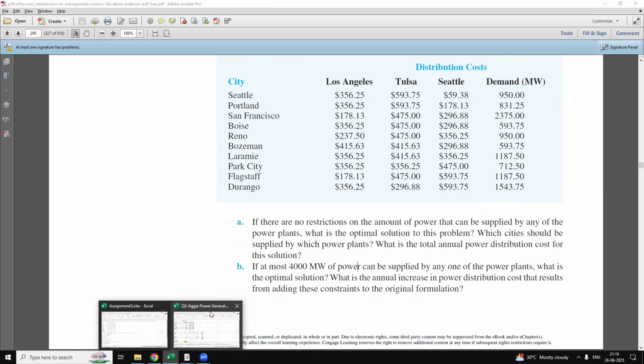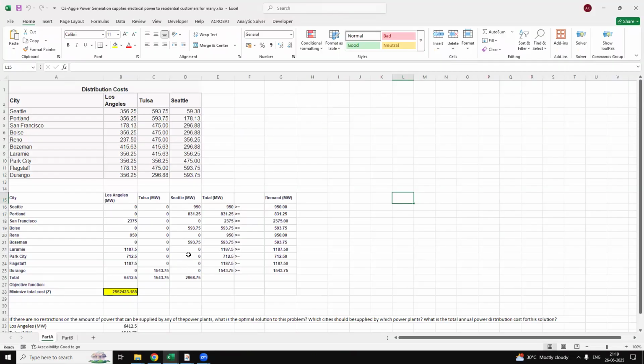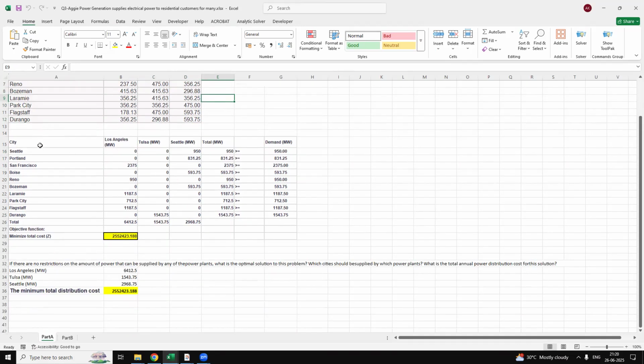I've solved this using Excel Solver, and I tried to make all the constraints and the decision variables as well as the total value of the output using Excel Solver. So this is the table that I've grabbed from the question itself. And these all are the solution parts from the solver.